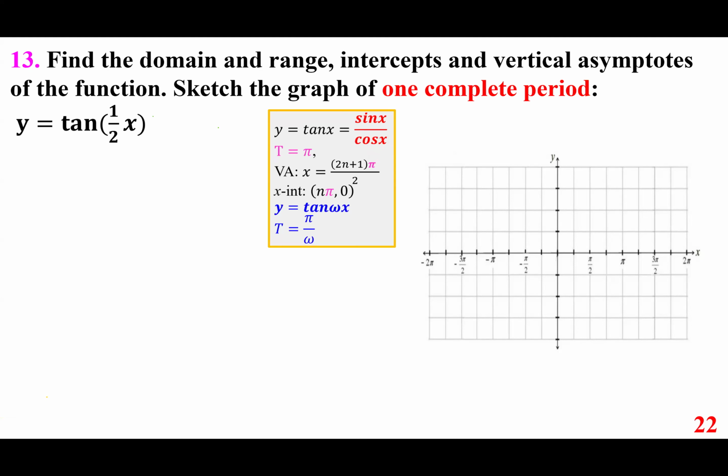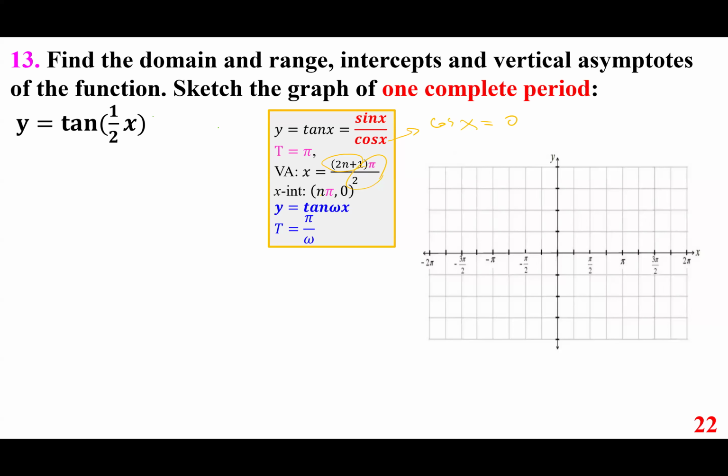So I want to show you this. If you set cosine x to 0, then cosine is 0. Remember, for example, when it's pi over 2 or 3 pi over 2, that means odd multiples of pi over 2. And that's the meaning of 2n plus 1, odd multiples of pi over 2.